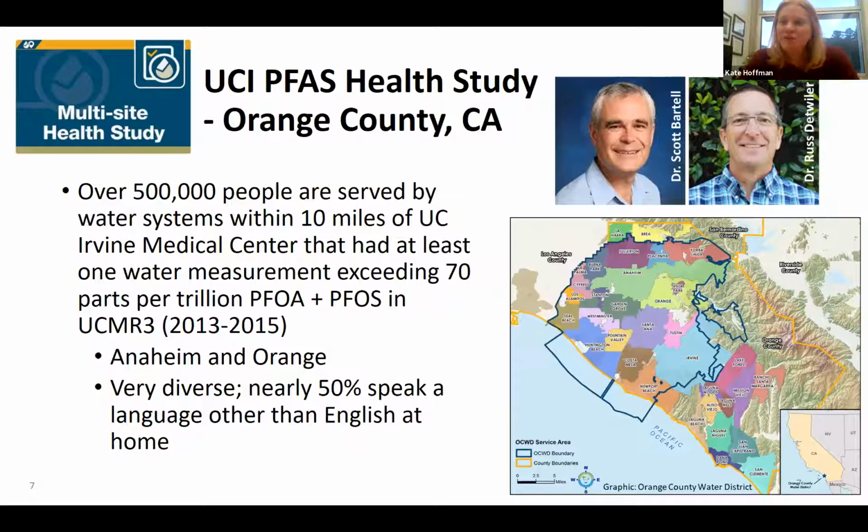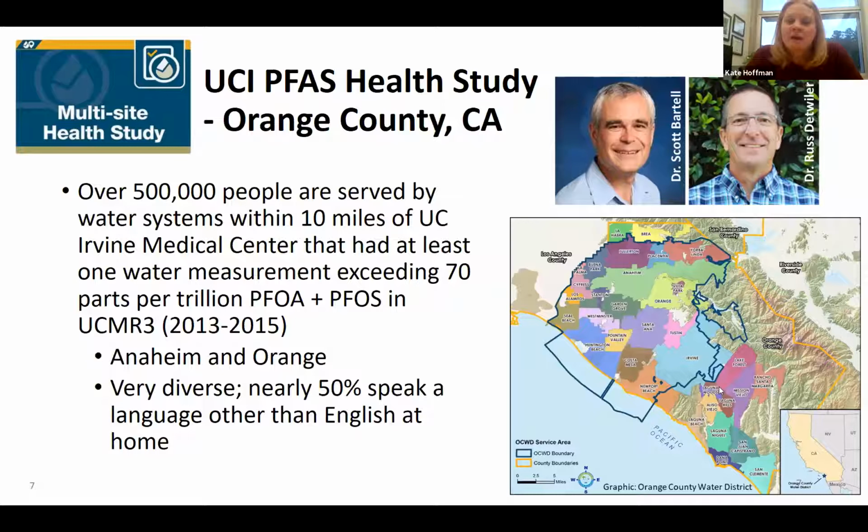Probably most of you are much more familiar with California geography than I am, but this study is based in Orange County, which is in Southern California, and it's primarily in the Orange County Water District, which is outlined here in this blue color. Over 500,000 people are served by water systems within 10 miles of the University of California Irvine Medical Center.